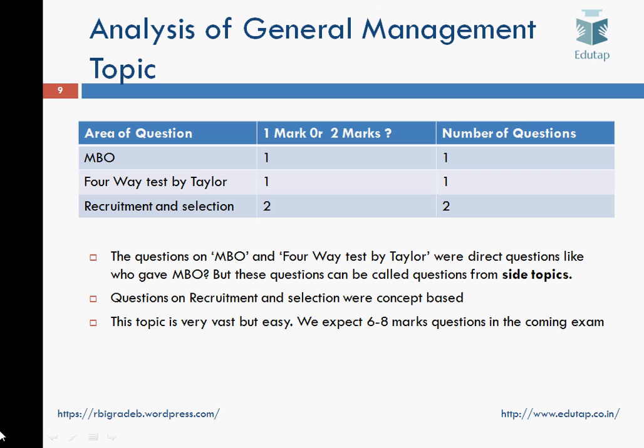Apart from this, there were 2 questions of 2 marks each on recruitment and selection. These questions were concept based questions. Overall, this topic is vast but easy. There is no end to books and material on Google on general management. We expect 6 to 8 marks worth of questions from this topic in the exam in 2017 also.